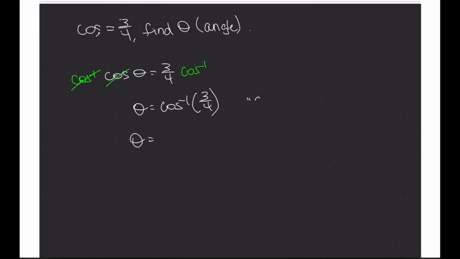So this is our second cosine button on our calculators. So second cosine, 3 divided by 4. And that tells us that theta, our angle, is about 41.4 degrees.